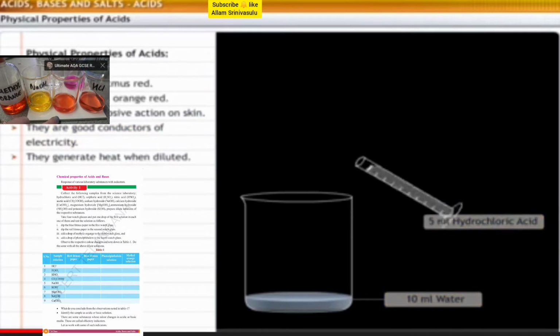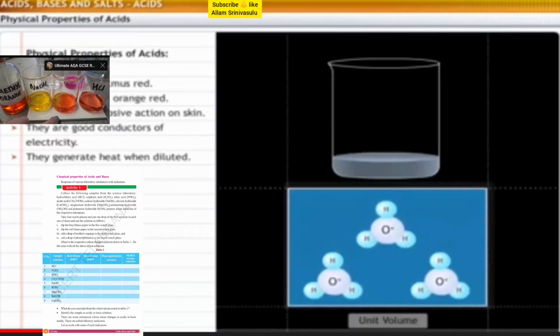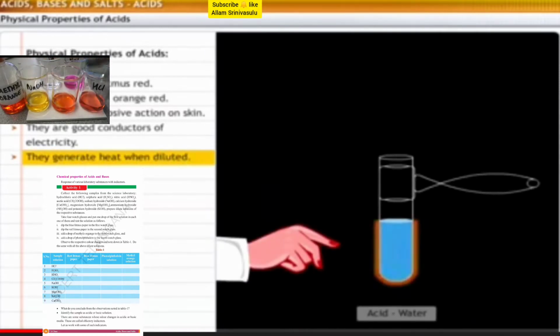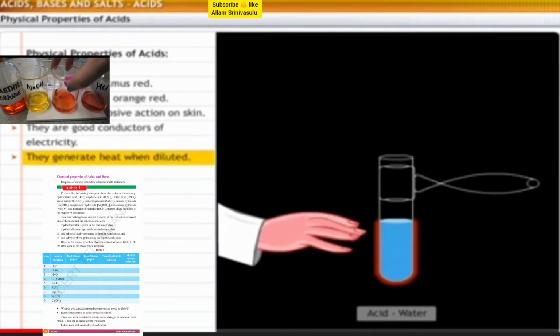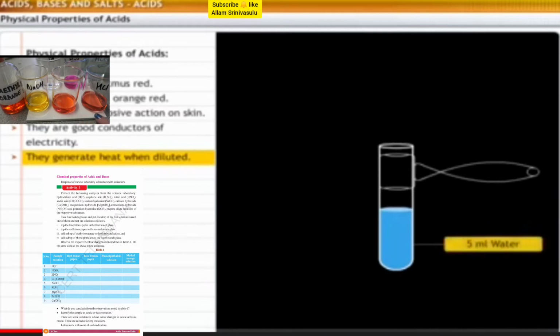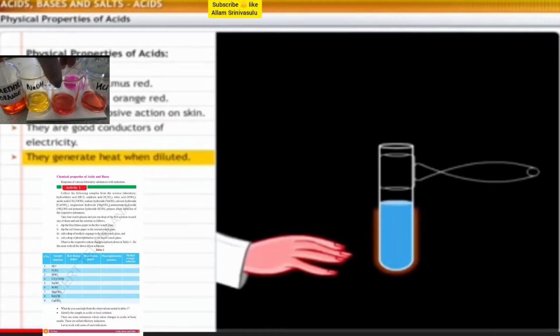Take 4 watch glasses, pour hydrochloric acid in all watch glasses and observe. The red litmus paper shows no change in color. Blue litmus paper turns to red, phenolphthalein solution shows no change in color, and methyl orange turns to red color. Similarly, sulfuric acid, nitric acid and acetic acid all behave in a similar way. So it is of acidic nature.